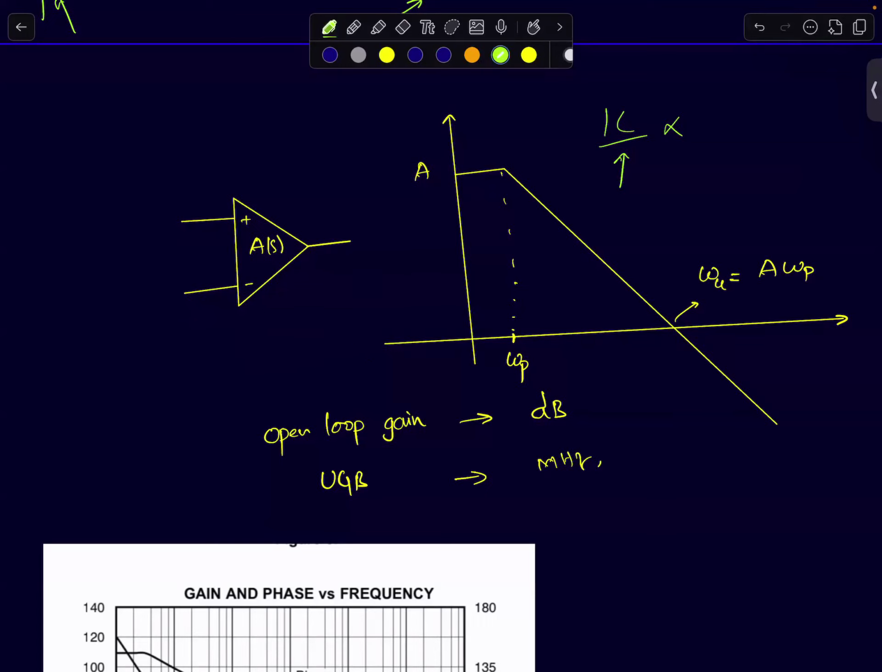Your gain will be finite. Your gain-bandwidth product will be finite. That tells you certain things. Okay. So how do you read that? How do you characterize that? That's what we have been talking about in the previous few lectures.